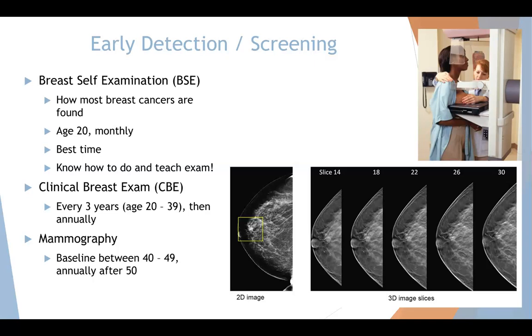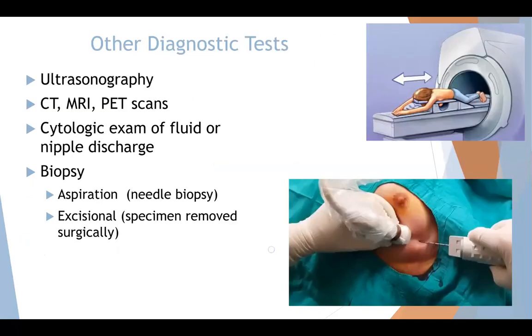There are different types of mammograms available. Some of them have more radiation than others. Some of them have more imaging than others. But they're all doing pretty much the same thing, getting a visualization of the inside of the breast tissue.